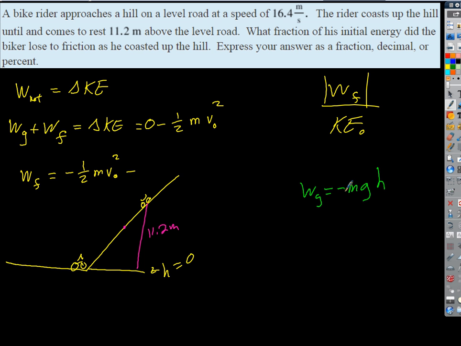All right, so now we can plug that in up here. If I'm subtracting the work due to gravity, that's like adding, right? I'm subtracting a negative, so I'm adding mgh. So there's the work due to friction. Agreed? Okay. All right, so that's what I can put up there. The initial kinetic energy is just this.